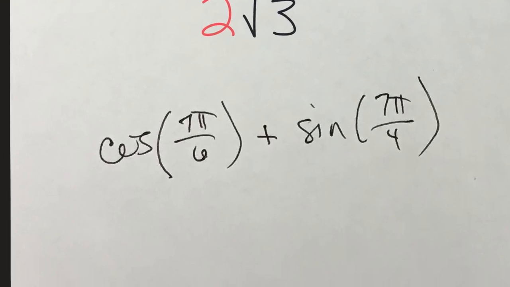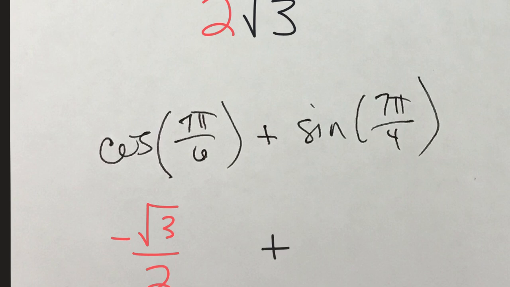Oh, now we have pluses. Oh, this is going to be harder, I think. Maybe. The cosine at 7 pi over 6. Okay, cosine at 7 pi over 6 is negative root 3 over 2. Right, that's the x coordinate at 7 pi over 6.